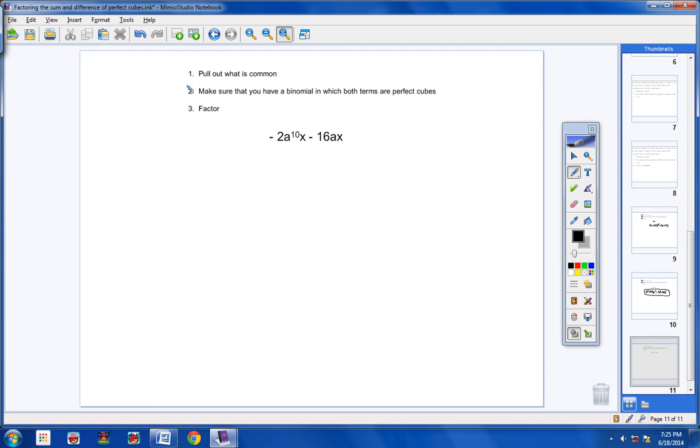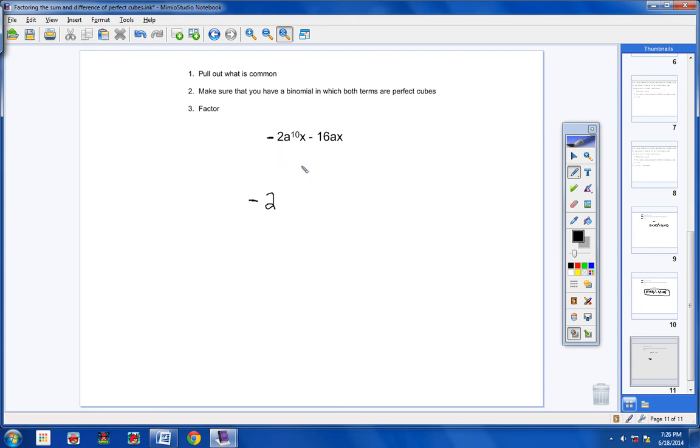Now, let's be really careful here, okay? First of all, pull out what's common. Well, you never want your first term to be negative. And I notice I have a 2 and a 16. So I know for sure the largest number that goes into 2 and 16 is 2. And I definitely want to pull out a negative 2 because I never want my first term to be negative.